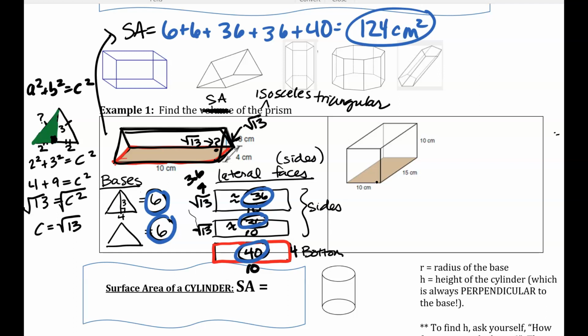So with the box, let's just take that apart. So it looks like we have, I'm just going to use a different color here. We've got two, what looks like squares. Okay.